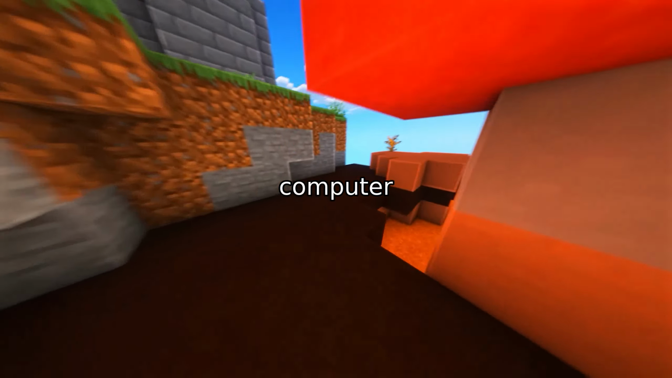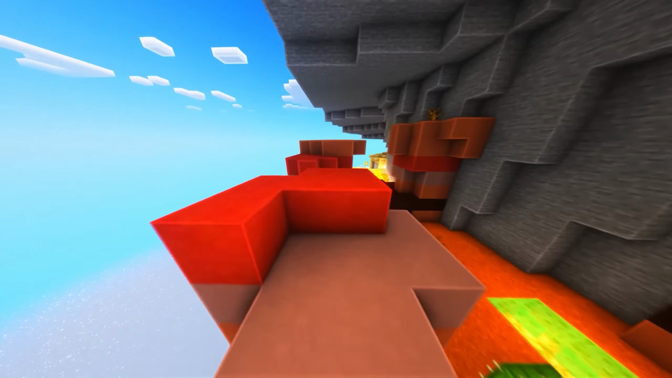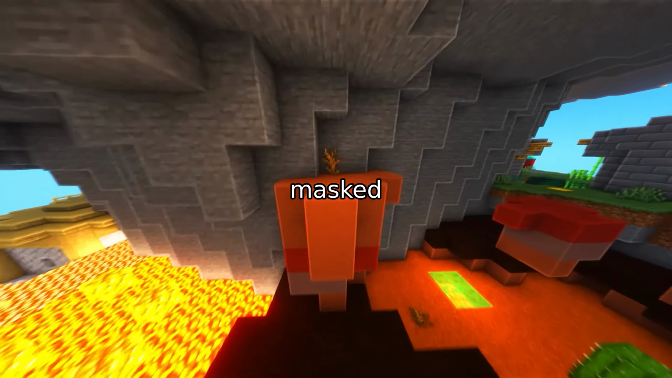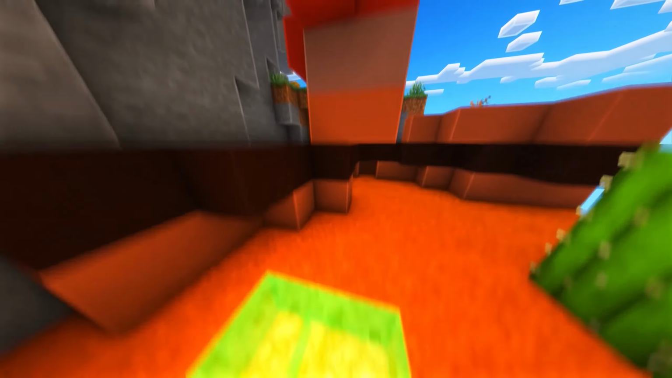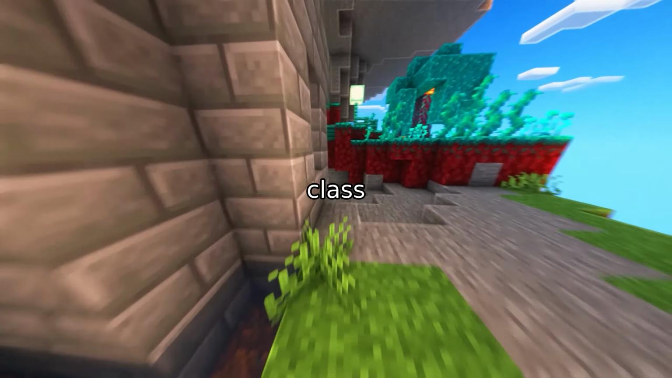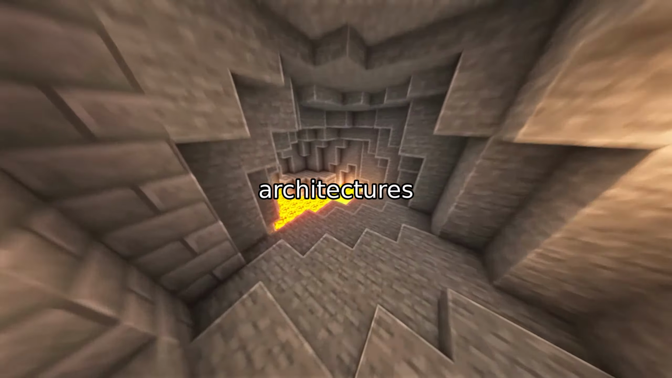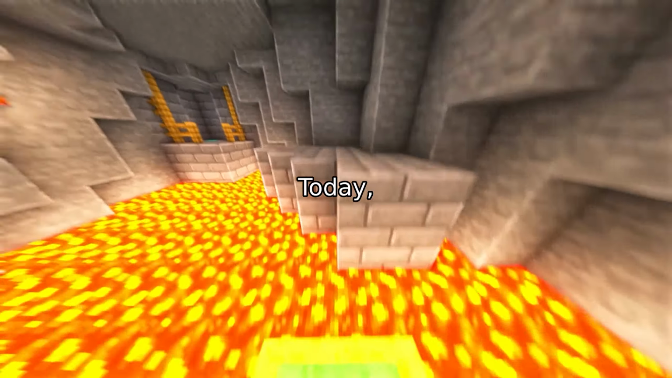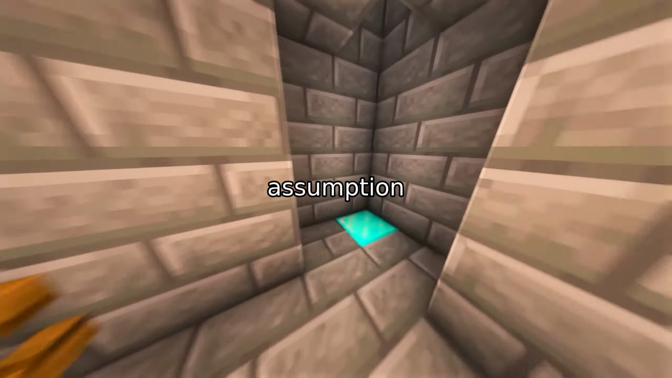If you've spent any time in computer vision lately, you know the current orthodoxy. When data is scarce, you pretrain with a masked autoencoder and a vision transformer. It's powerful, it's scalable, and it's everywhere. But what if I told you that for a massive class of visual problems, those heavy architectures are actually overkill? Today, we're diving into a paper that challenges that assumption head-on.